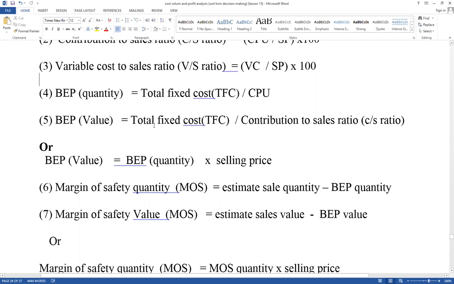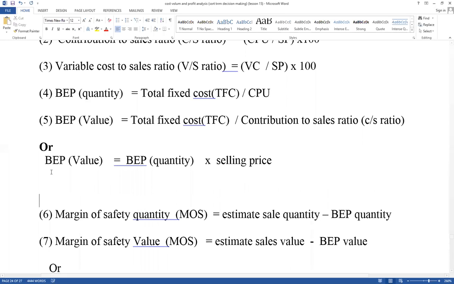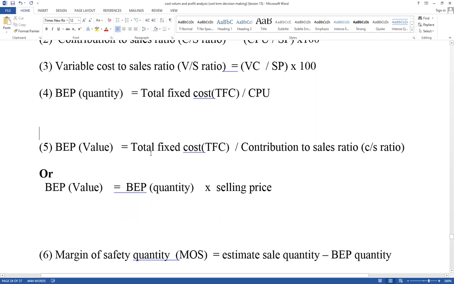And think about break-even point value. There are two equations that can be applied. Break-even point value equals total fixed cost divided by CS ratio, contribution to sales ratio. I have discussed how to calculate the contribution to sales ratio. And the other equation: break-even point quantity into selling price can also be calculated. Think how to calculate break-even point value. ඒ කියන්නේ රුපියල් කීයක විකුණා ගත්තොත්ද ප්‍රොෆිට් එකක් හෝ ලොස් එකක් නැතුව බිස්නස් එක කරගෙන යන්න පුළුවන් වෙන්නේ. That is the meaning of break-even point value.